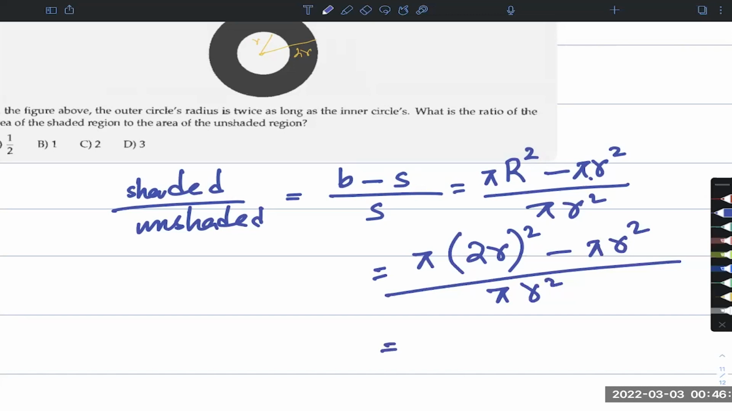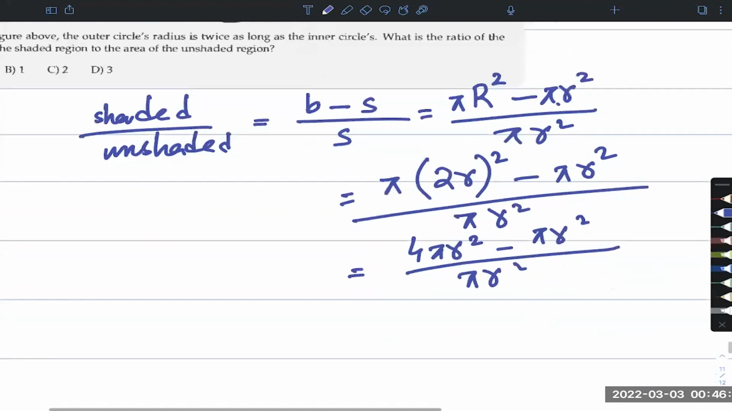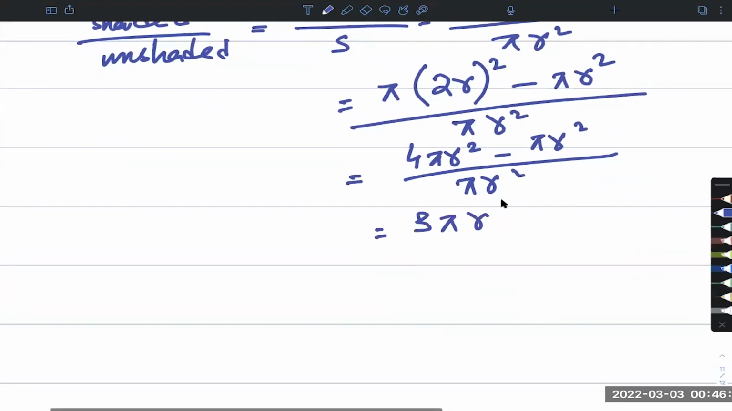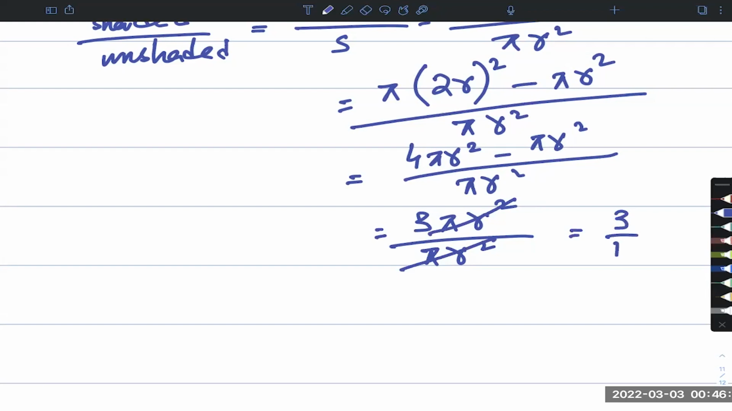Okay, let's move on. This comes out to be 4 pi r squared minus pi r squared. How does it become 4 pi r squared? 2 का squared 4 and r squared, and there you go. So now I'm getting 3 pi r squared over pi r squared. So I'll just cancel pi r squared with pi r squared, my ratio is 3:1, which means the area that is shaded is 3 times bigger than the unshaded area. So we just had to do some algebra and we were able to figure this out.